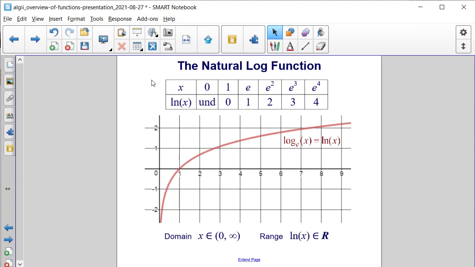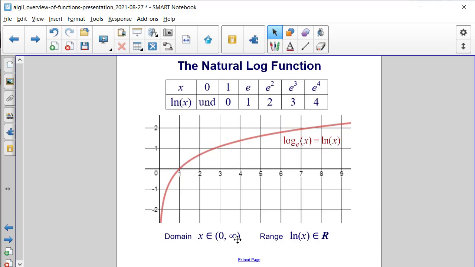The next parent function is the natural log function. And the natural log function, or natural log of x, is equivalent to the logarithm with the base of e of x. And the natural log of 0 is undefined. And if you take the natural log of 1, you get 0. Natural log of e is 1, and of e squared is 2, and so on.